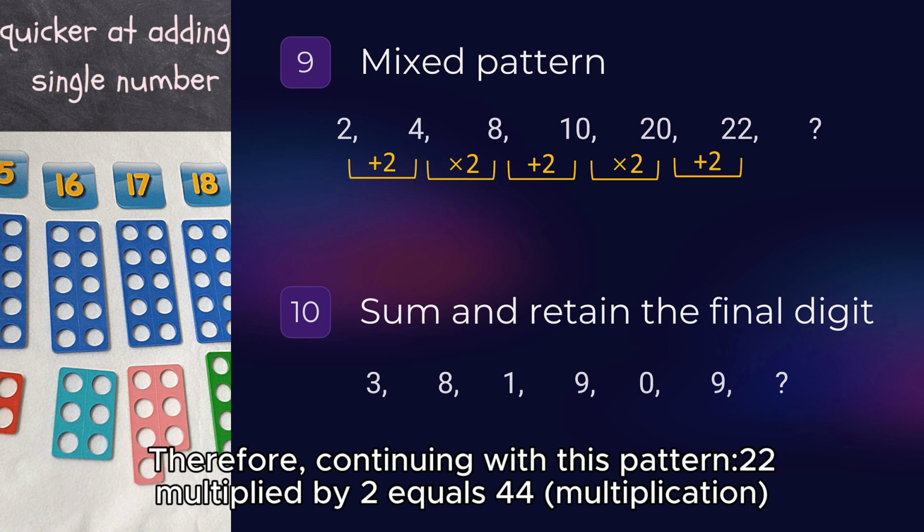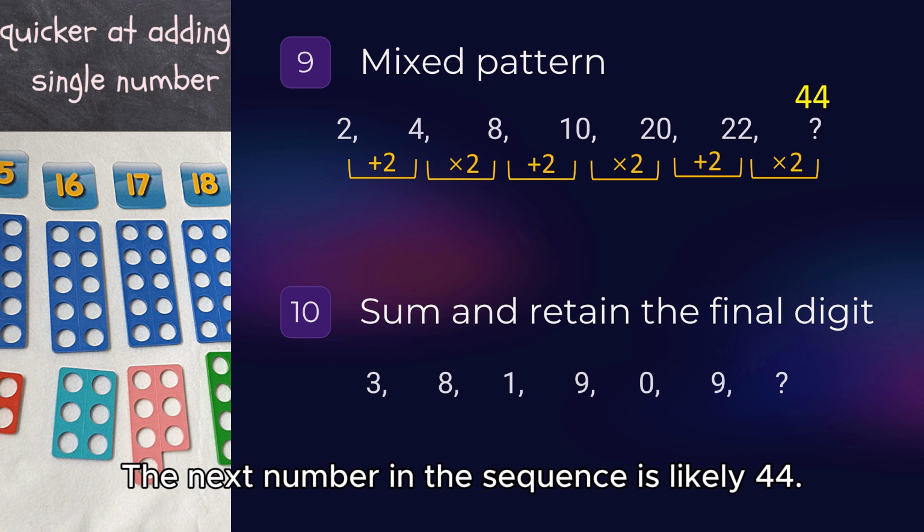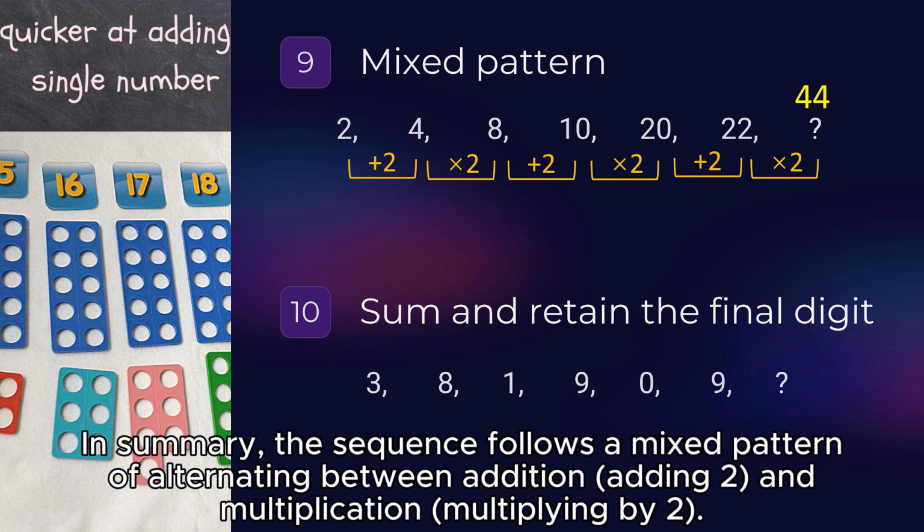Therefore, continuing with this pattern, 22 multiplied by 2 equals 44, multiplication. The next number in the sequence is likely 44. In summary, the sequence follows a mixed pattern of alternating between addition, adding 2, and multiplication, multiplying by 2.